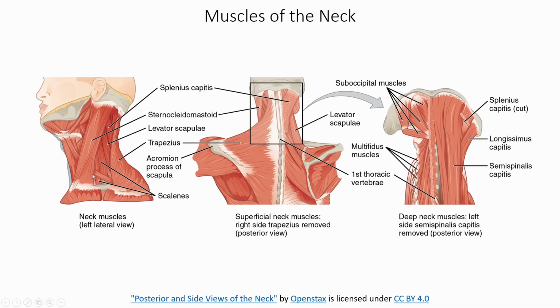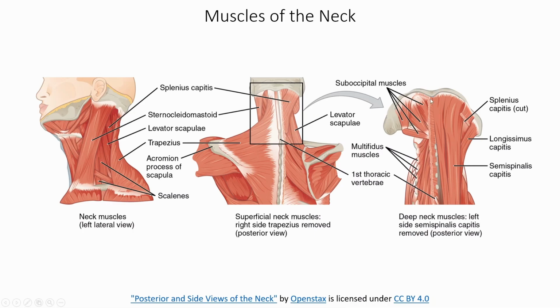We have the scalenes. So on the left side we have the superficial muscles, like the trapezius. On the right side we've removed that trapezius. We can see that levator scapulae again. See how it comes down, it can raise that shoulder blade.